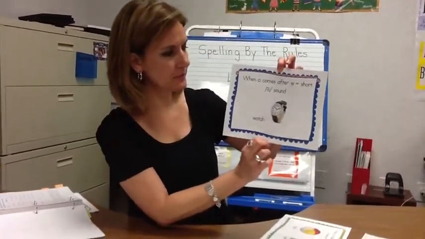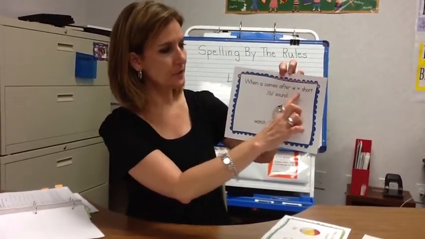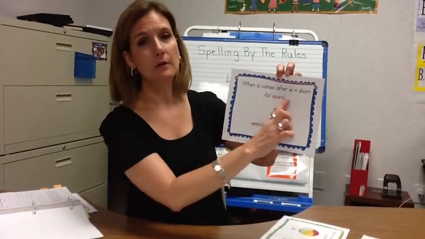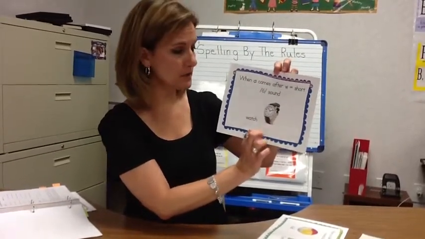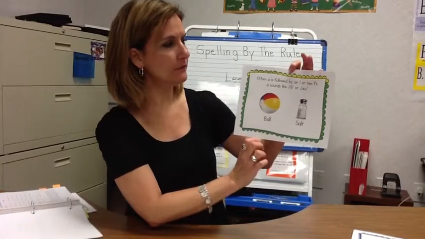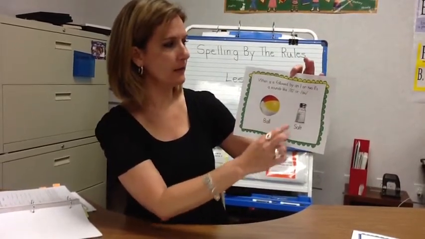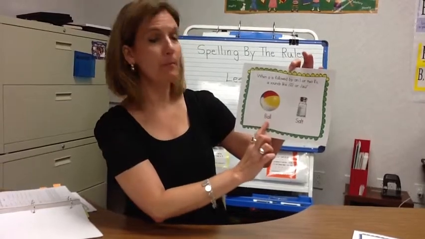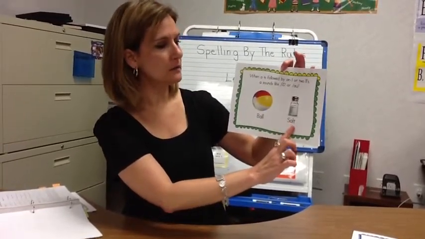And this rule right here, which your children would see in their classroom and have gone over, is when A comes after W, it makes the short O sound, ah, as in watch or water or want. The other rule is when A comes before an L or is followed by an L or 2 L's, like in ball or wall or tall and salt.